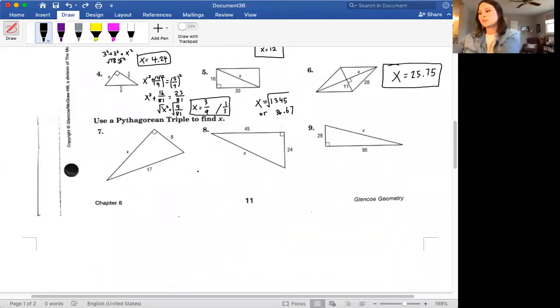Okay, let's take a look at some of these problems on the bottom of the study guide. So these 3 problems on the bottom basically say use the triples to find the variable. So if you think back at the song, it's like, what?